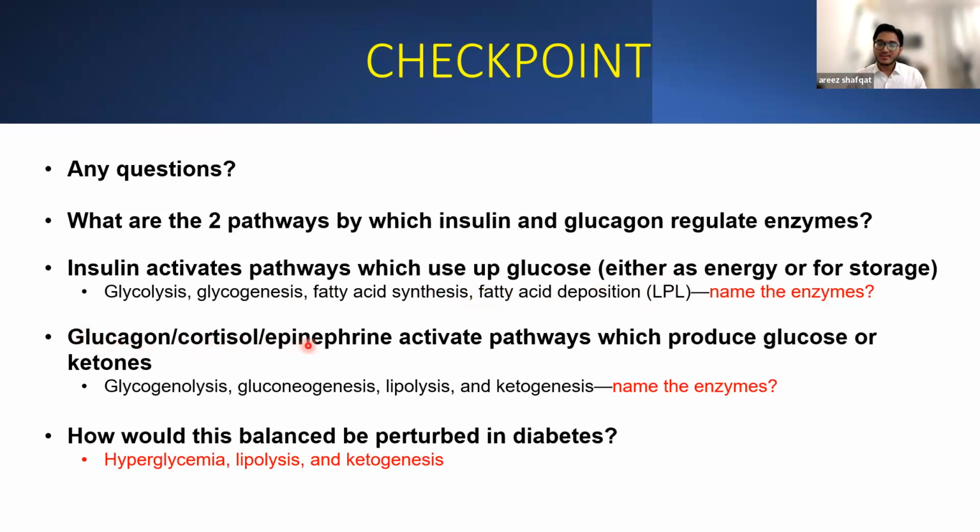Glucagon, cortisol, and epinephrine activate pathways which produce glucose or ketones. So they upregulate glycogenolysis or glycogen breakdown, gluconeogenesis, lipolysis or fatty acid breakdown, and ketogenesis.